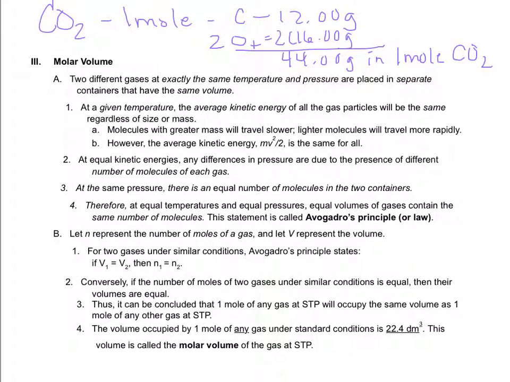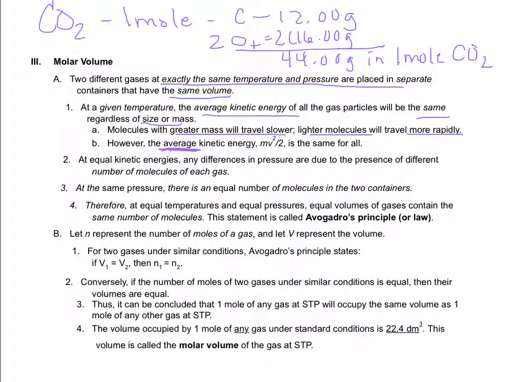All right, with that said, let's look at molar volume. If I have two different gases at exactly the same temperature and pressure, then they will have the same volume. At a given temperature, the kinetic energy will be the same, no matter what their size or mass is. Greater mass is going to travel slower, lighter mass molecules are going to travel faster, but the average is going to be the same.